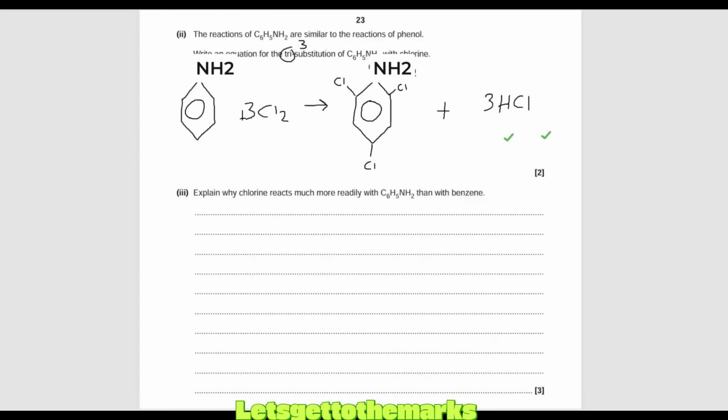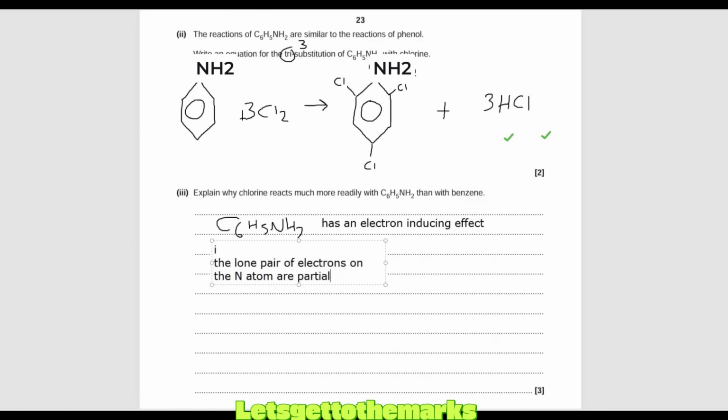Now, for the next part of the question, it says, explain why chlorine reacts much more readily with C6H5NH2 than with benzene. So what is it about the C6H5NH2? Well, the NH2 has an electron-donating effect. The lone pair from the nitrogen is partially delocalized into the pi ring, making it more electron rich in those areas 2, 4, and 6, making it much more likely to be attacked by an electrophile, much more attractive to electrophiles.